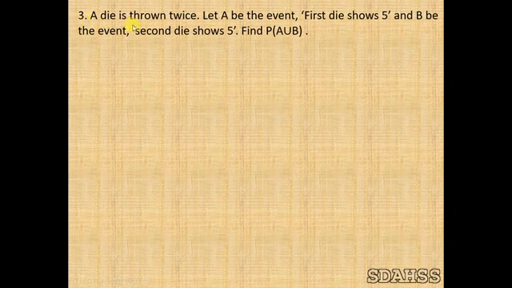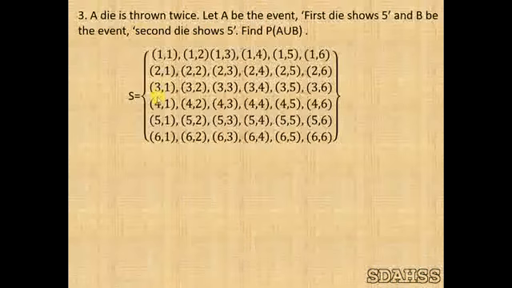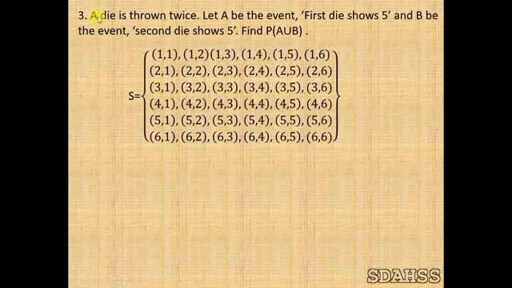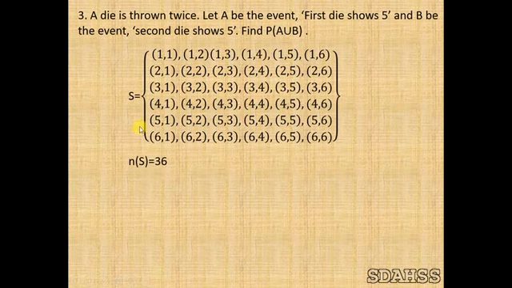Third sum, a die is thrown twice. Let A be the event, first die shows 5, and B be the event, second die shows 5. Find P of A union B. Here a die is thrown twice, so the sample space S is 1,1, 1,2, 1,3, 1,4, etc., up to 6,6. So totally there are 36 outcomes. So N of S is equal to 36.